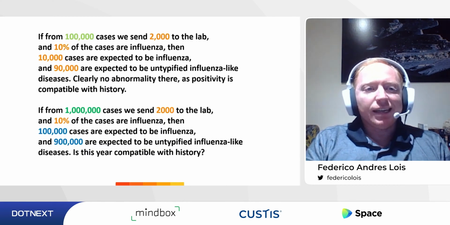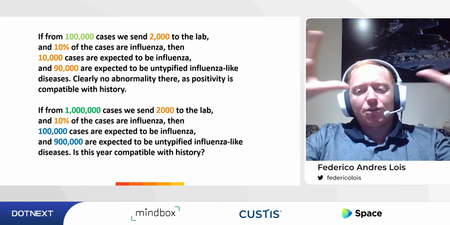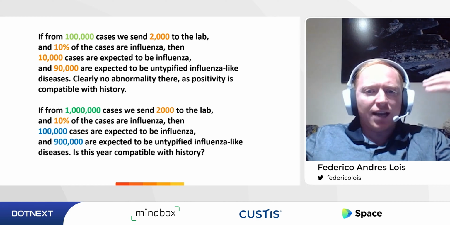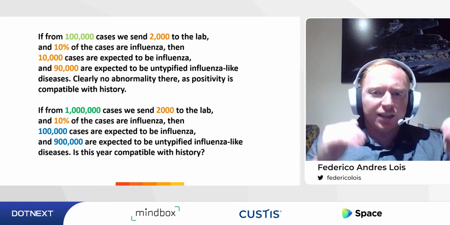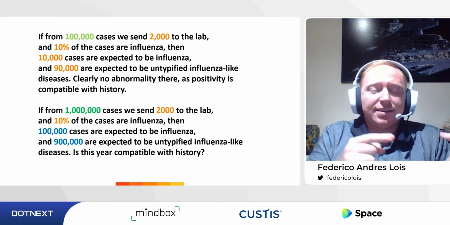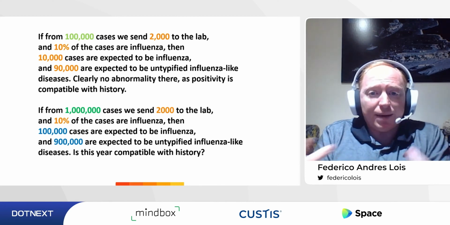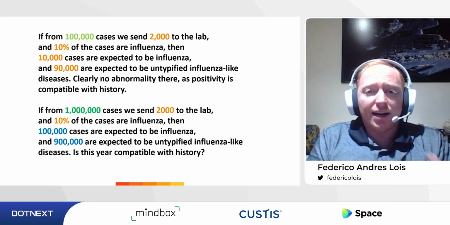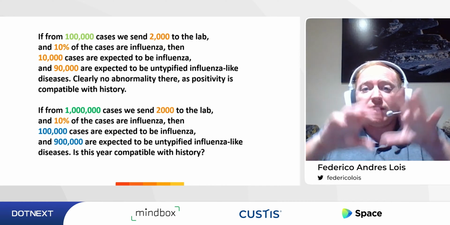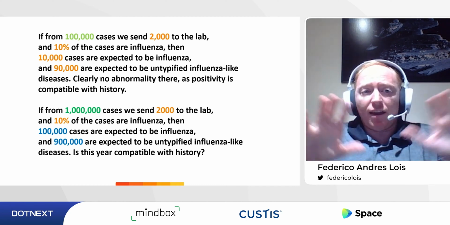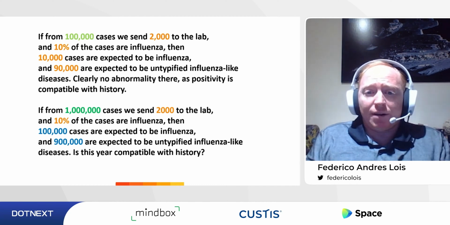So let's put it in a way. If from 100,000 cases we send 2,000 to the lab and 10% of the cases are influenza, then we would expect that 10,000 cases are expected to be influenza, and 90,000 are expected to be untypified influenza-like diseases. So if you get 10%, there's no abnormality in there.